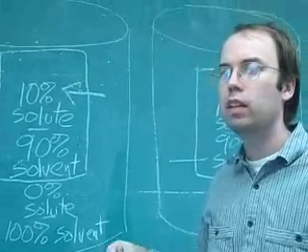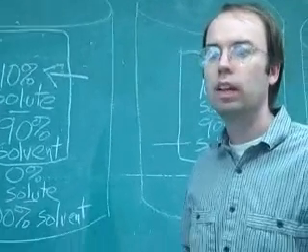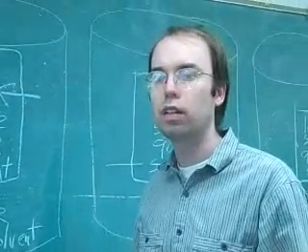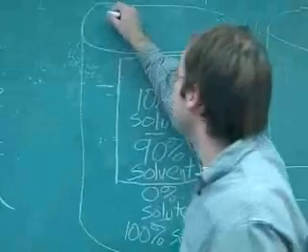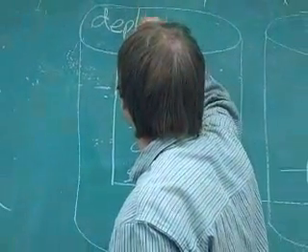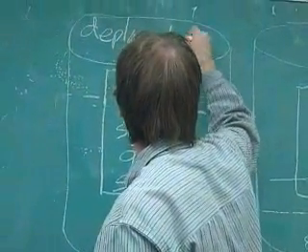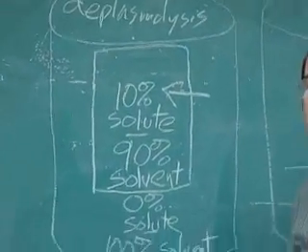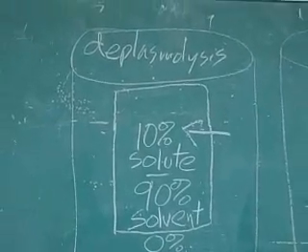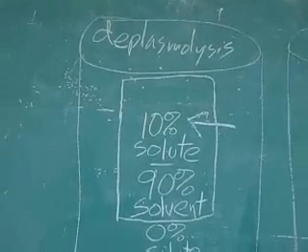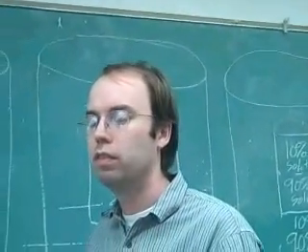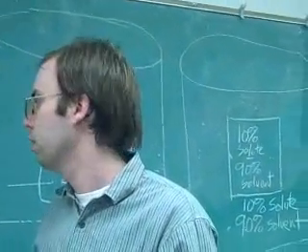And basically, when water flows into a cell, a plant cell rather, and hydrates it and expands the cell membrane, it's called deplasmolysis. So deplasmolysis is when the plasmolysed plant cell, that is one with the plasma membrane shriveled up, rehydrates itself and looks more normal. And we have different names for different sides of the membrane.